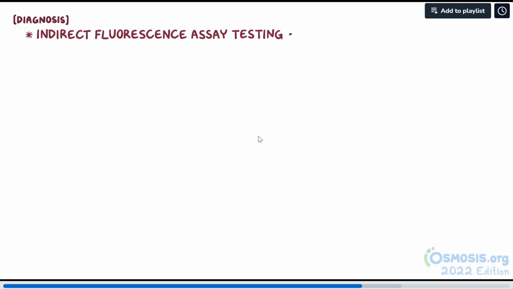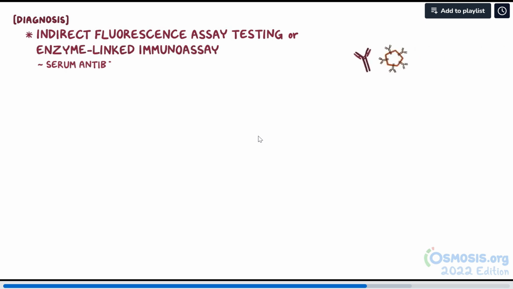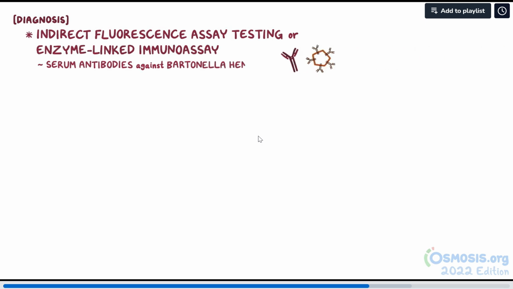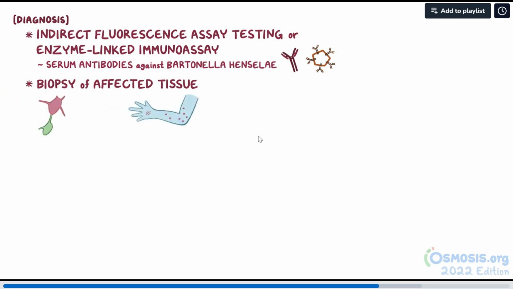Bartonella henselae infection is usually diagnosed by indirect fluorescence assay testing, or enzyme-linked immunoassay, to look for serum antibodies against Bartonella henselae. Alternatively, a biopsy of affected tissue, either a swollen lymph node in cat scratch disease or a skin lesion in bacillary angiomatosis, can be done, and the tissue can be stained using the Warthin-Starry method to directly visualize the bacteria.